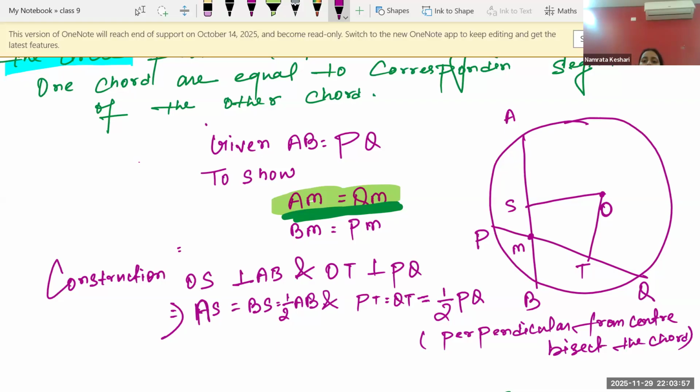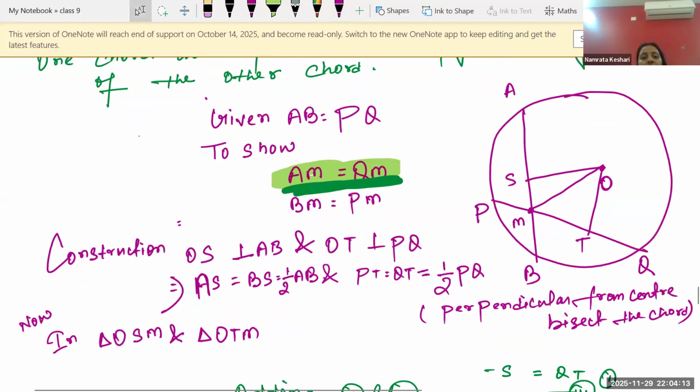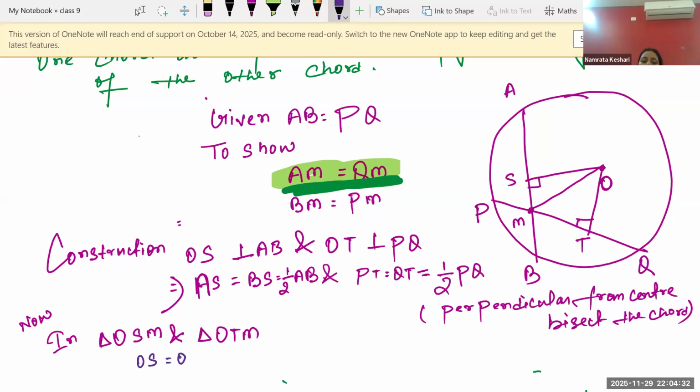Now we'll be taking these two triangles, OSM and OTM. I'm not going to prove them congruent because you will be doing it. You will say 90° here, 90° there. OM is the common side, and the extra information you need to be careful with is OS is equal to OT, because equal chords are equidistant from the center.